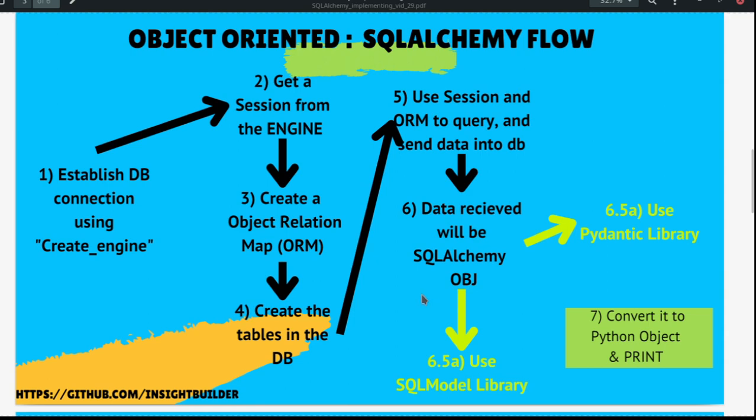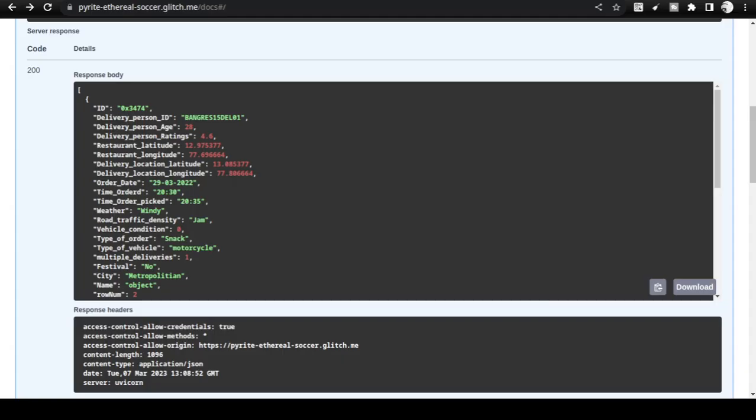But when you get the data out of the database, or when you are sending it in, you have to send it as SQLAlchemy objects only. You cannot send it as any other object, because the ORM is actually a SQLAlchemy object. Then for converting it, you use the SQLModel or Pydantic library. After you convert it, you can print it in Python, or you can use it in JSON or in the Python environment. But all this has to be done in order to get the data from the database or to the database. This is what we are going to see next.